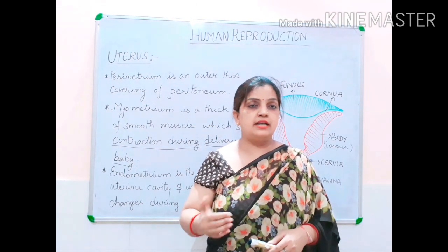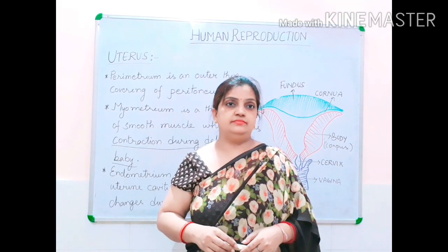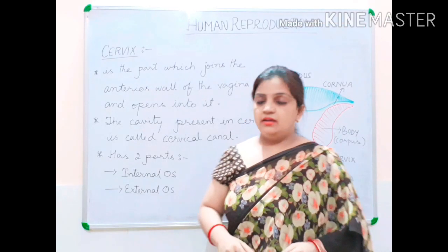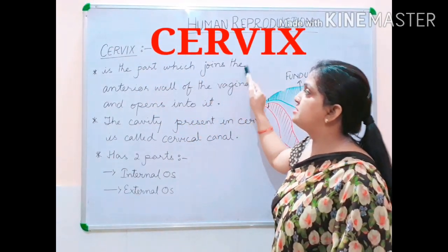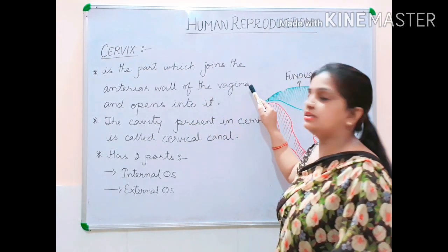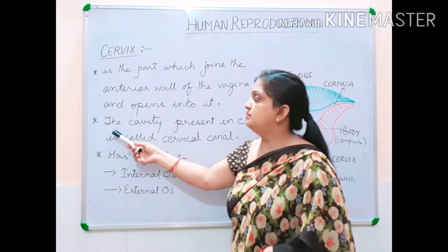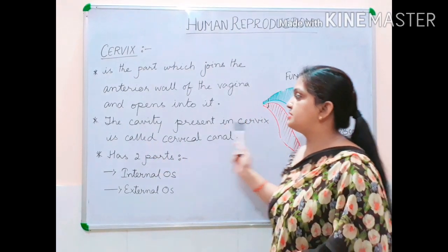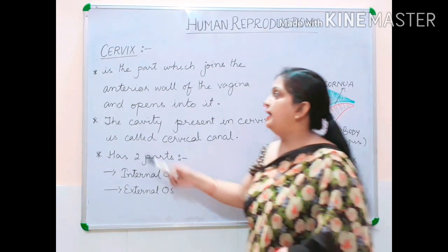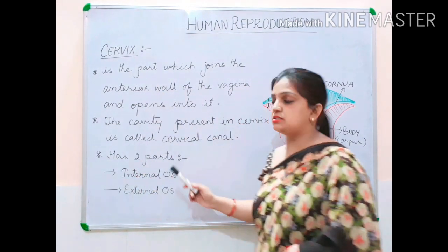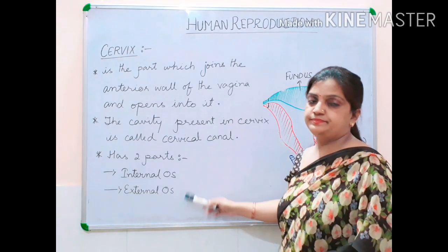Now let us understand the structure of the cervix in detail. Now children, this cervix is the part which joins the anterior wall of the vagina and opens into it. Then the cavity present in the cervix is called the cervical cavity, or cervical canal. And the cervix has two parts called the internal OS and external OS.